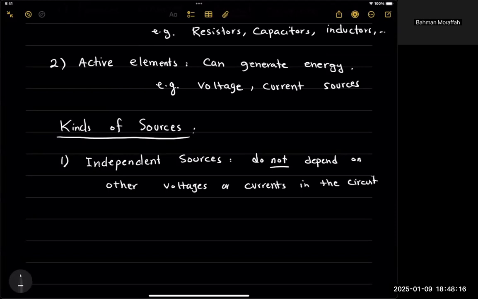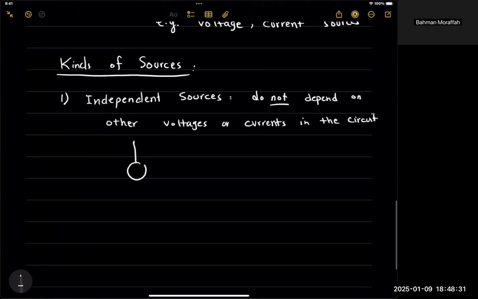In other words, for these elements the value is just a number or something that changes with time. But their value does not depend on anything else in the circuit. We usually show them with a little circle. If you have an independent voltage source, we show it with this, and let's call the value V of t. If we have an independent current source, we show it with this. The value is I of t.